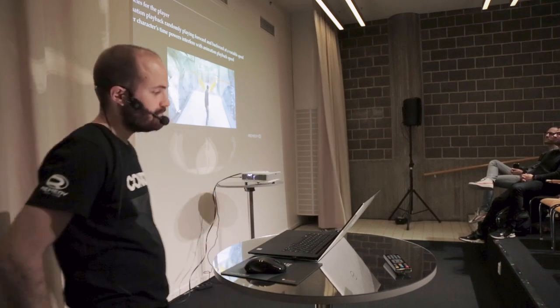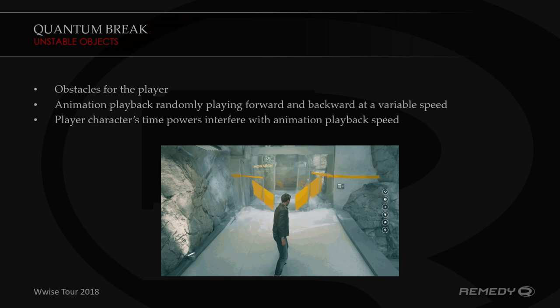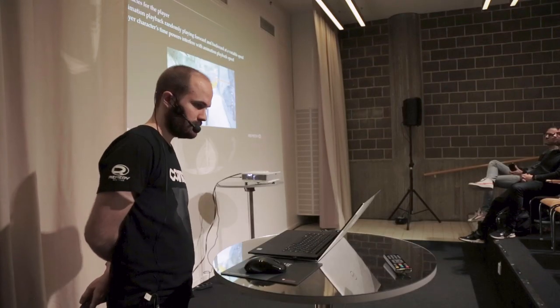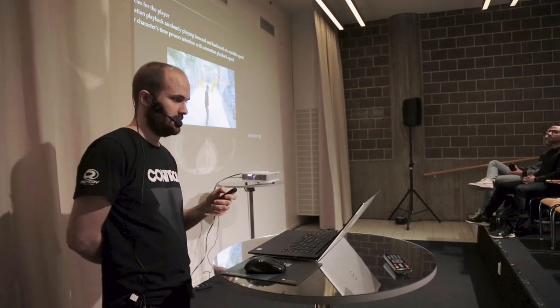So now, unstable objects. These are basically obstacles that the player has to overcome by using the time powers. Technically, they are animations, the playback of which randomly plays forward and backward at a variable speed. And time powers have an impact on the playback speed.